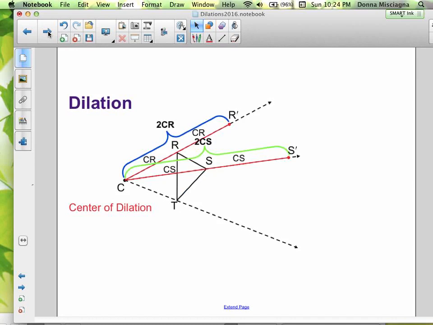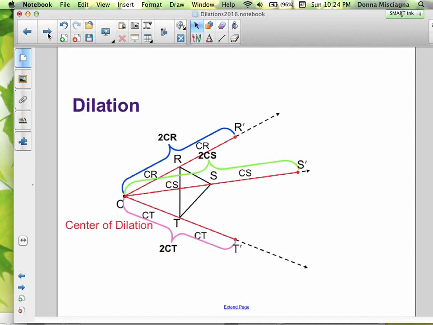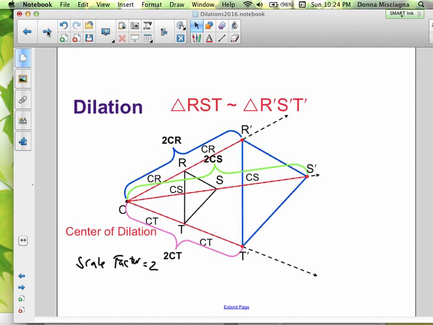Likewise, the distance from C to S prime is going to be twice as long as CS. So that means it's going to take 2 CS's to equal 1 CS prime. And the distance from C to T prime is twice the distance from C to T. So that means it's going to take 2 CT's to equal 1 CT prime. All right? So all the distances are going to be twice as much because their scale factor was 2.